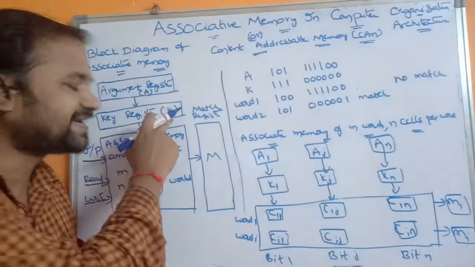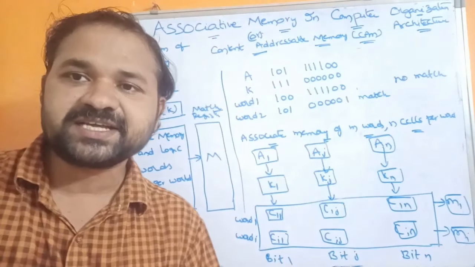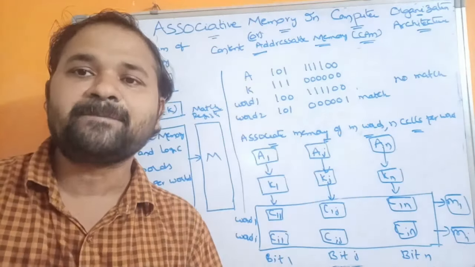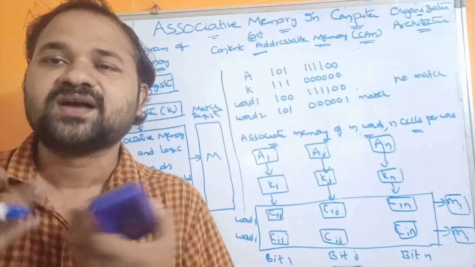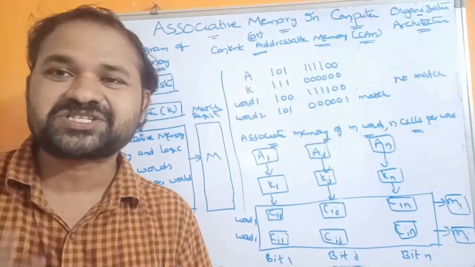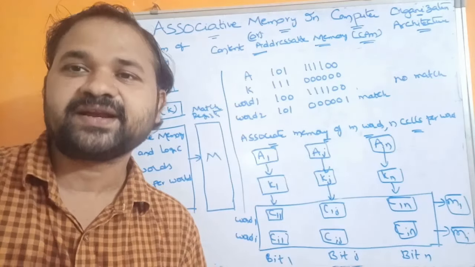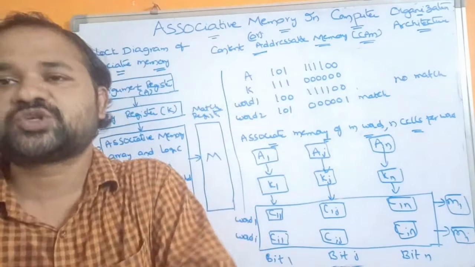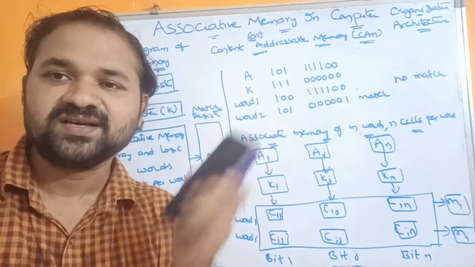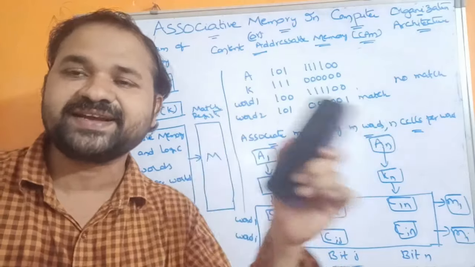Next, here we have the key register. The key register is mainly useful for comparison purposes. We know that the computer doesn't understand alphabets, digits or symbols. The computer can understand only zeros and ones. So our information will be stored in the form of zeros and ones. So the key register contains ones and zeros.